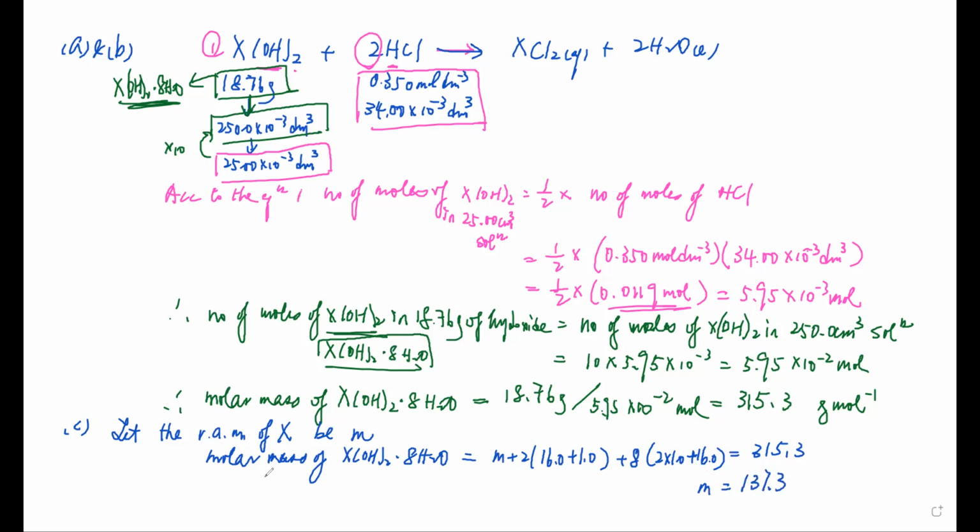137.3. So this is the RAM of X. So you check against the periodic table. What is that? First of all, you think of it as +2 charge, right? Because the number of moles of the cation to anion is 1 to 2, so it's +2 charge. Barium, yes, barium. That is the answer.